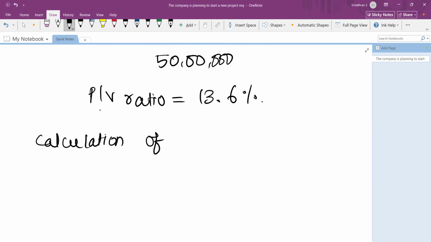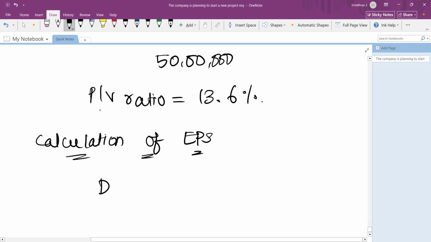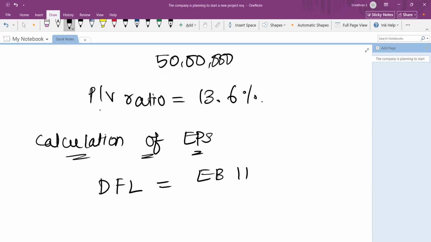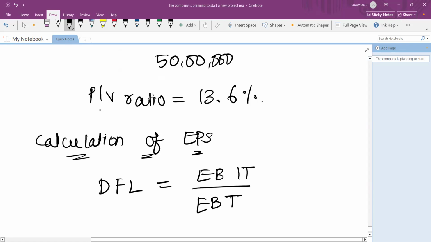Calculation of EPS, and we are going to start from EBIT and not from sales. So first we can calculate the EBIT. How to do that? We know the amount of DFL in this question. So I'm using the DFL formula. DFL is equal to EBIT divided by EBT.